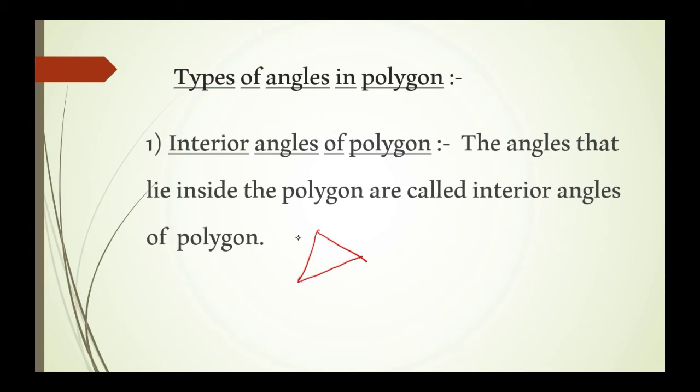See, this is a triangle. All angles are inside, so these are the interior angles of a triangle, of a polygon. We can see all angles lie inside, there is no exterior angle. All angles lie inside the polygon. That is called interior angles of the polygon.